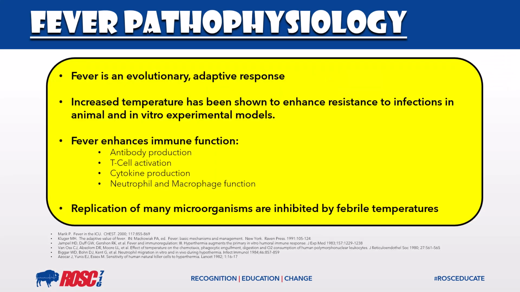Wrapping up on fever pathophysiology, we need to remember that fever is an evolutionary adaptive response. We also know that increasing the temperature actually increases resistance to infections. We see this in animal and in vitro experimental models. We know that fever, a higher temperature, activates antibodies and T cell activation. We already talked about the cytokines and the white cell activation as well. And we know based on laboratory models that many microorganisms are actually inhibited by this febrile temperature response. This is best studied in Streptococcus pneumoniae and Neisseria.